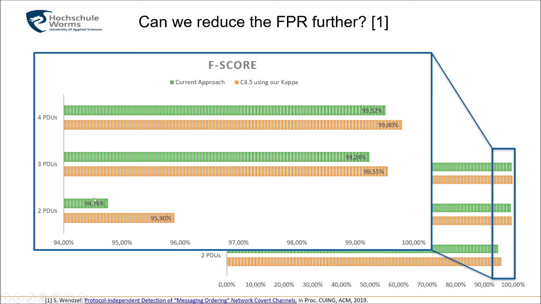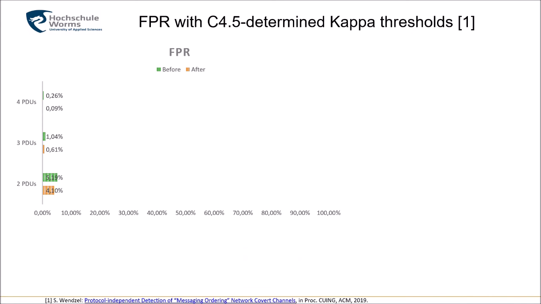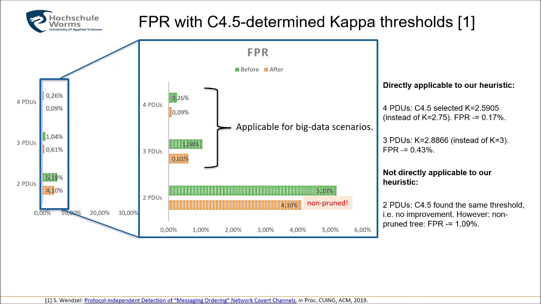It's more than 1% for the 2 PDUs, and still a little bit increase for the 3 and 4 PDU channel. The false positive rate could also be improved. I zoom in again. For the 4 PDU channel, I could decrease it using a finer threshold to 0.09%. And for the 3 PDU channel, I could also decrease it, and even for the 2 PDU channel. However, this is a non-pruned tree.